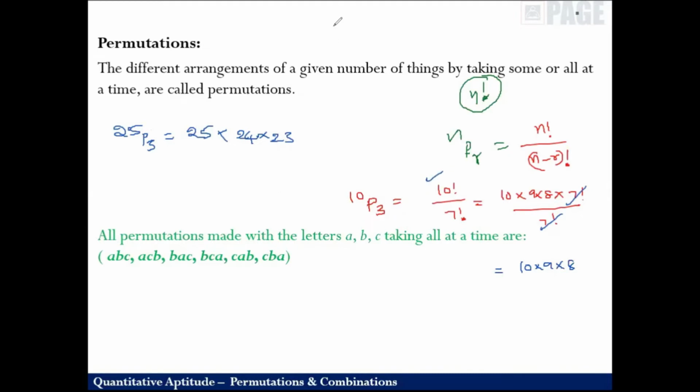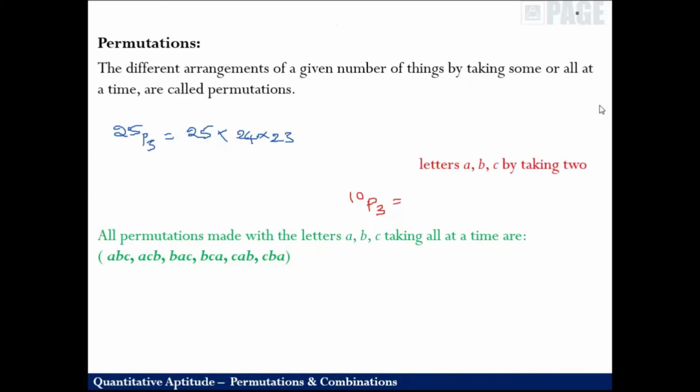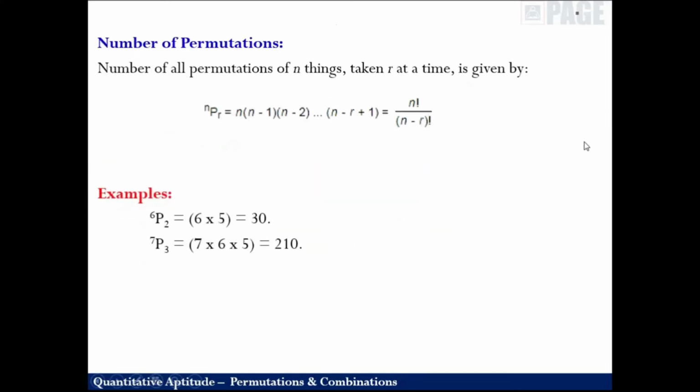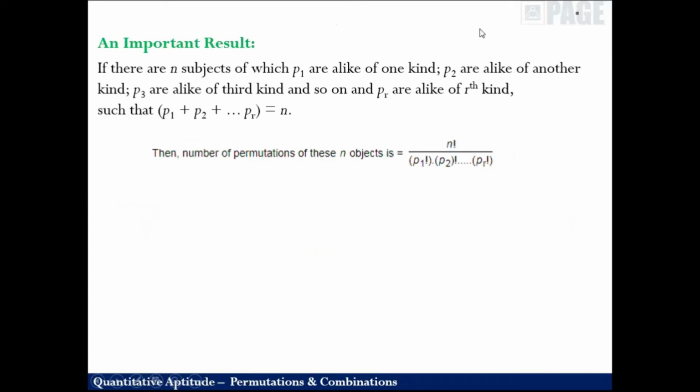And then the next formula. Out of n objects, what if repetition of letters is allowable? What if repetition of letters is there? Out of n objects, p1 are of one similar kind, p2 of another similar kind, p3 of another similar kind, and so on. Then the number of permutations of all those n objects is n factorial divided by the factorials of the repetitions, multiplied together.